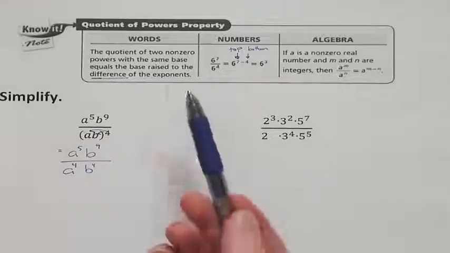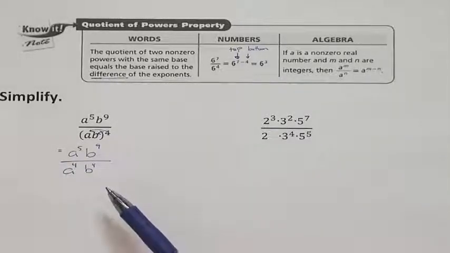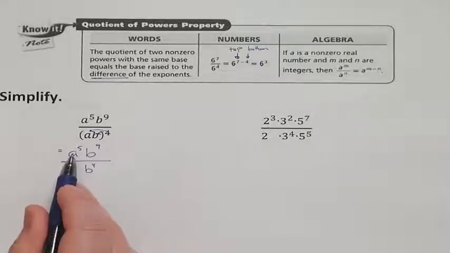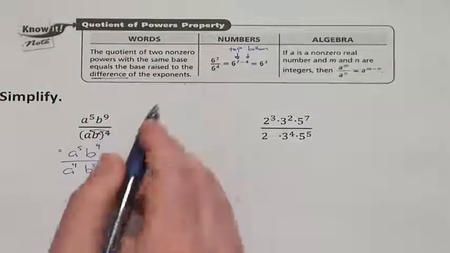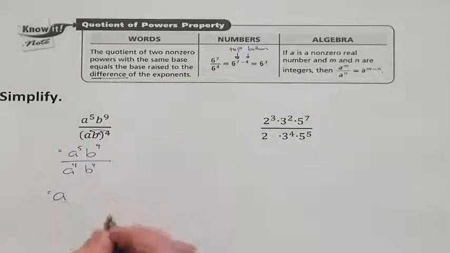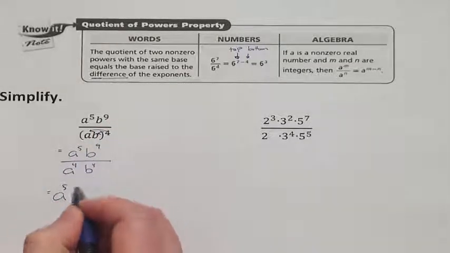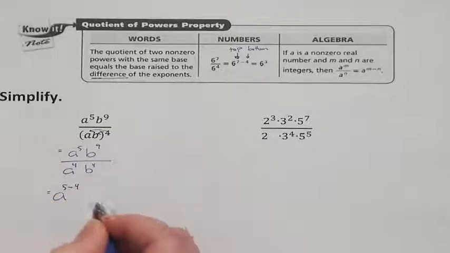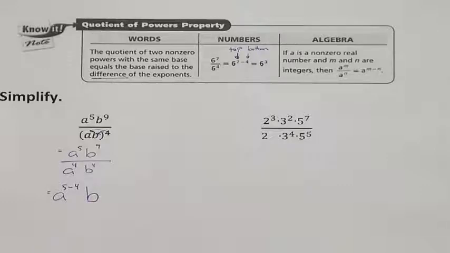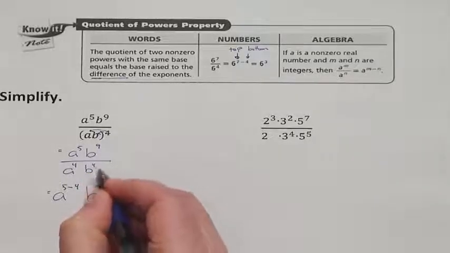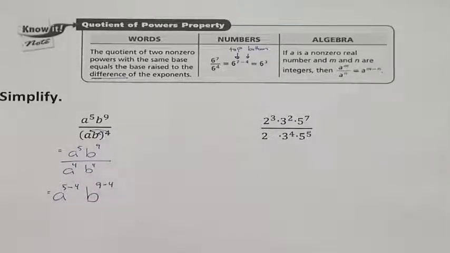So now I can go ahead and I can see there are no parentheses left. So now I can go ahead and apply this rule. I see a same base of a on the top and a same base of a on the bottom. So according to this rule, if I took that base of a, the top exponent minus the bottom exponent, now I'm going to look at same bases of b's. So here's my base of b, the top exponent minus the bottom exponent.